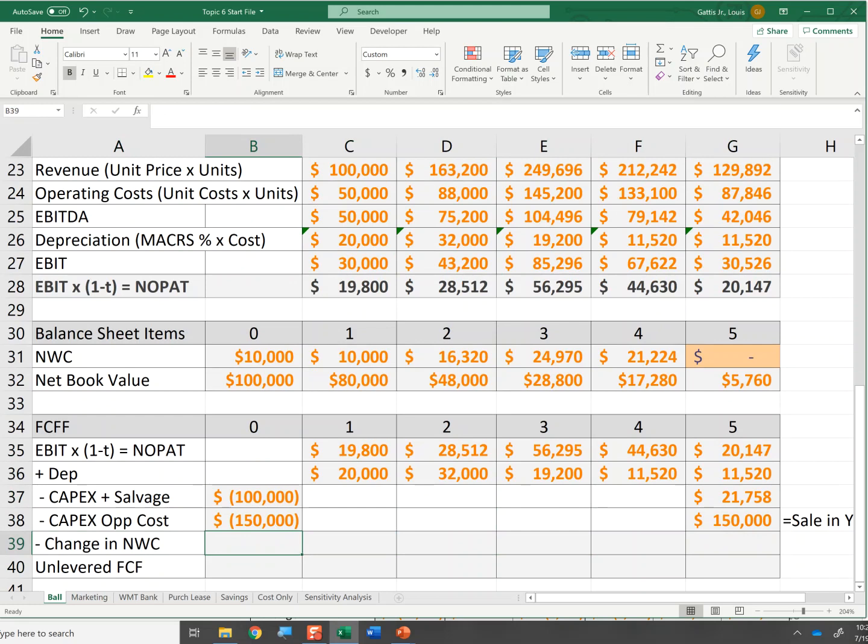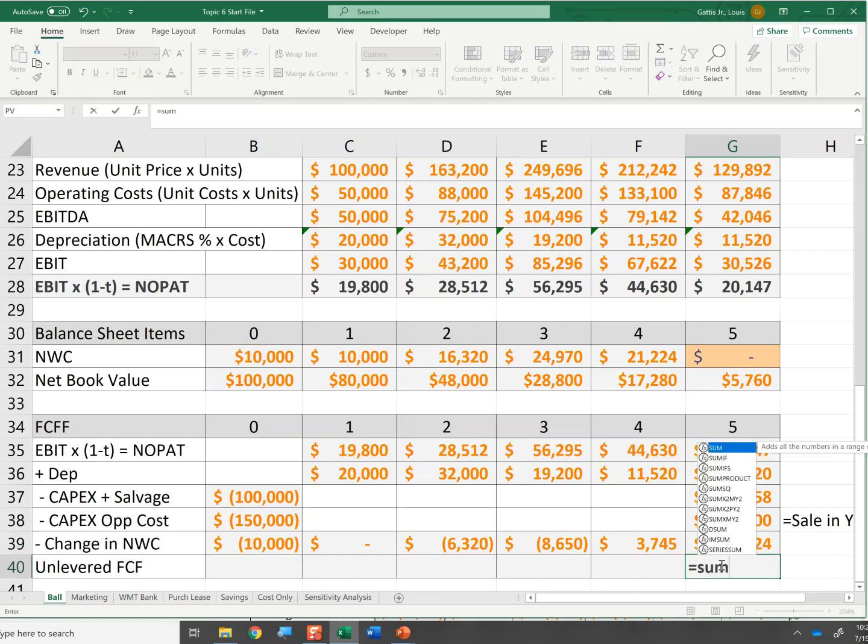And lastly is my net working capital. It goes to $10,000 at period 0. And then I'm going to take the change. So I'm going to minus the change. And you can see it comes back in year 5 because I'm going to take working capital down to 0. And now I have my free cash flows of the firm.